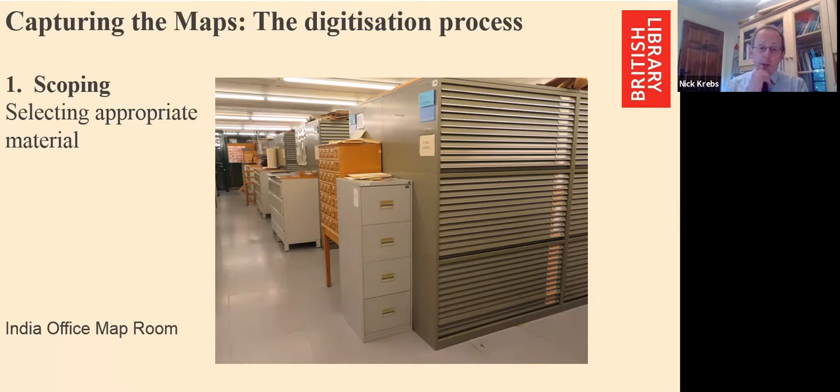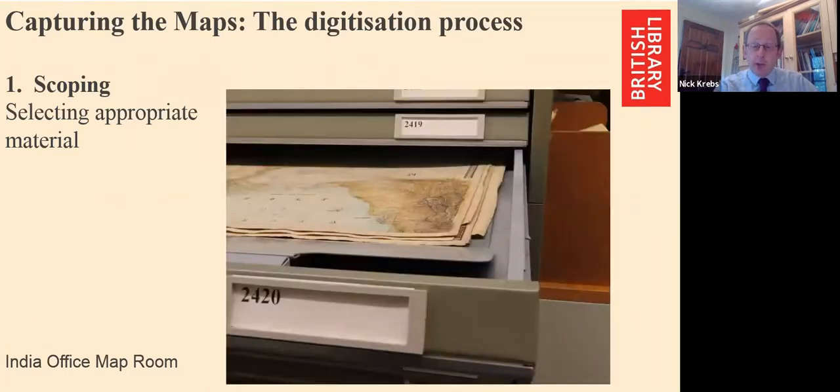The first part is the scoping, selecting the appropriate material, and that's my job, the job of the map curator. This is a look at our India Office map room. We've probably got about 20 or 30,000 maps in there, and it's an absolute Aladdin's cave. You can open a drawer and there's beautiful stuff in every drawer. It's a real pleasure being in there.